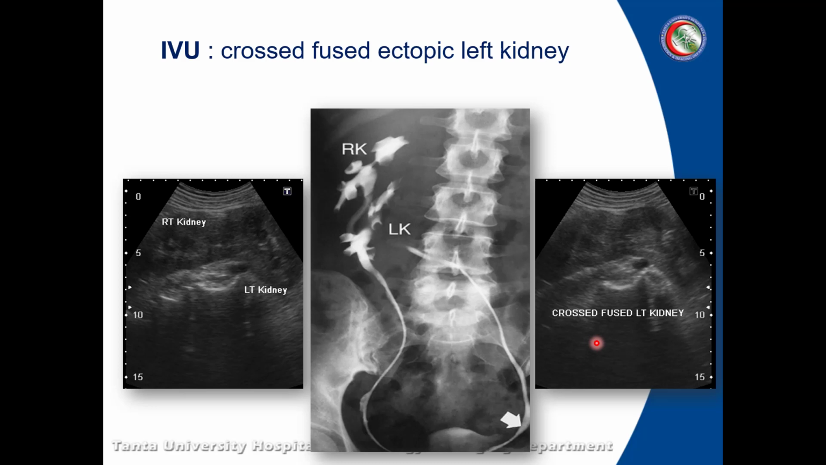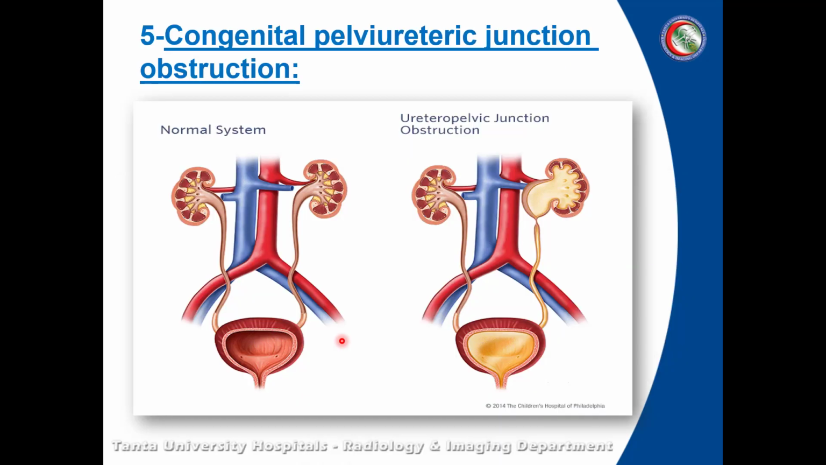quite more difficult, showing the left kidney is fused with the right kidney. Another example, the left kidney is crossed to fuse with the lower pole of the right kidney. The important thing is that the contrast study is to be known at our level. This is IVU showing crossed fused ectopic left kidney.